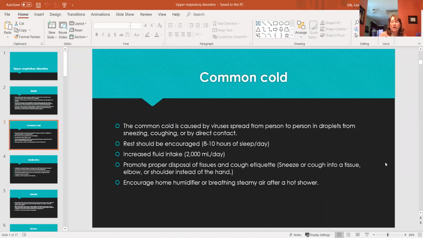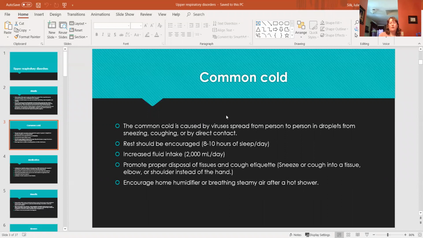And I'm sure we've all had the common cold before. That's part of the upper respiratory disorders. So this is pretty much that rhinitis that we were talking about, but it also goes a step further. So this usually you get from a virus. So it runs its course and then you get better typically. You get this from droplets in the air from people sneezing, coughing, or by direct contact.